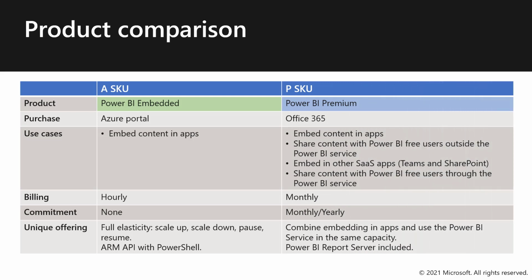And to compare it to the P SKU, this is the Power BI Premium product, which is purchased in the Office 365 portal. Its use cases extend well beyond embedding content in apps, with the ability to share content widely, to embed in other SaaS applications, and also to share content with Power BI free users through the Power BI service. It's different from the A SKU because its billing is monthly and its commitment is monthly and yearly. Its unique offerings include the ability to combine embedding in apps and use of the Power BI service in the same capacity, and the Power BI Report Server license is included.